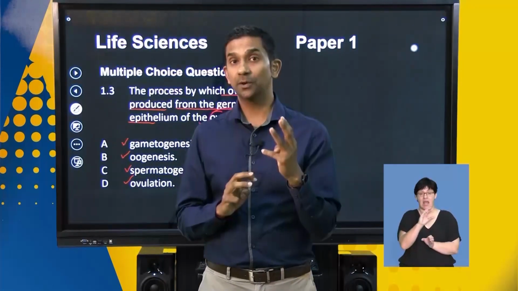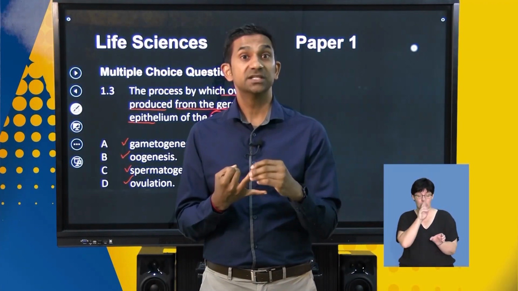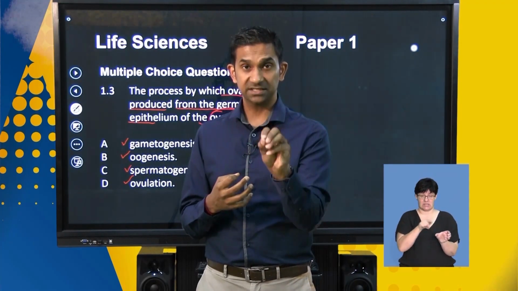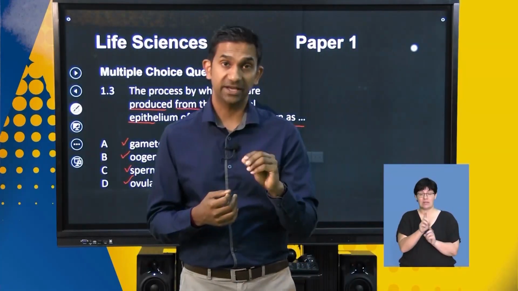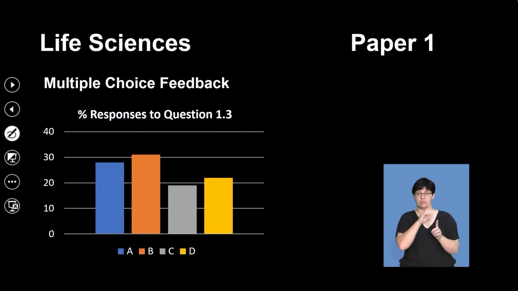So we've seen three options in this. We've seen the option of gametogenesis, we've seen the option of spermatogenesis, we've also seen an option of oogenesis, which specifically points to the development of the egg. Okay, so let's look at the options that you've selected. Again, you can see that a large percentage of you, almost 32% of you, were spot on, and well done, guys, because by this time you should know the difference.